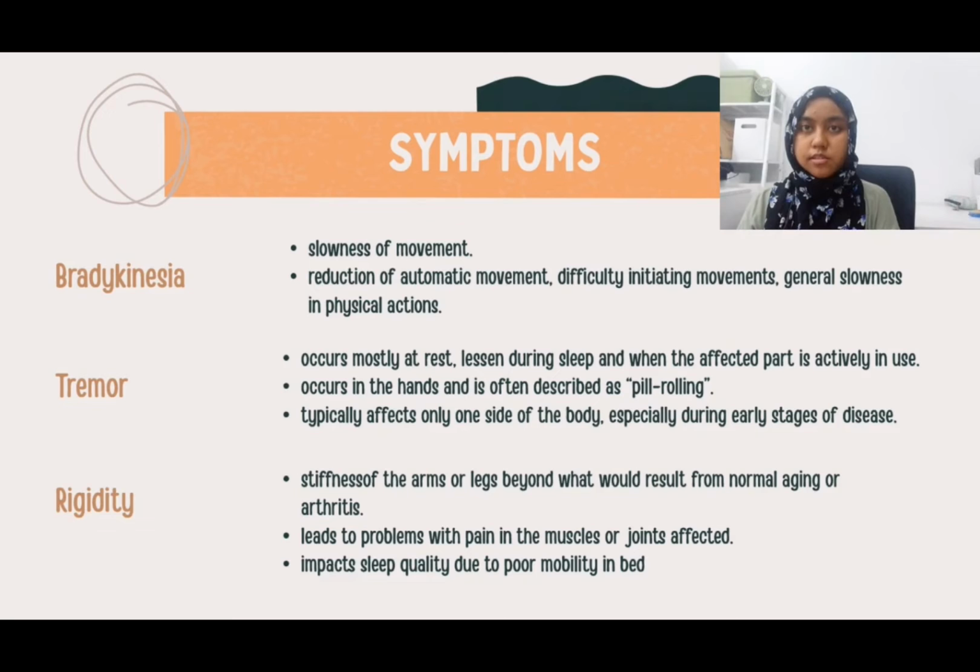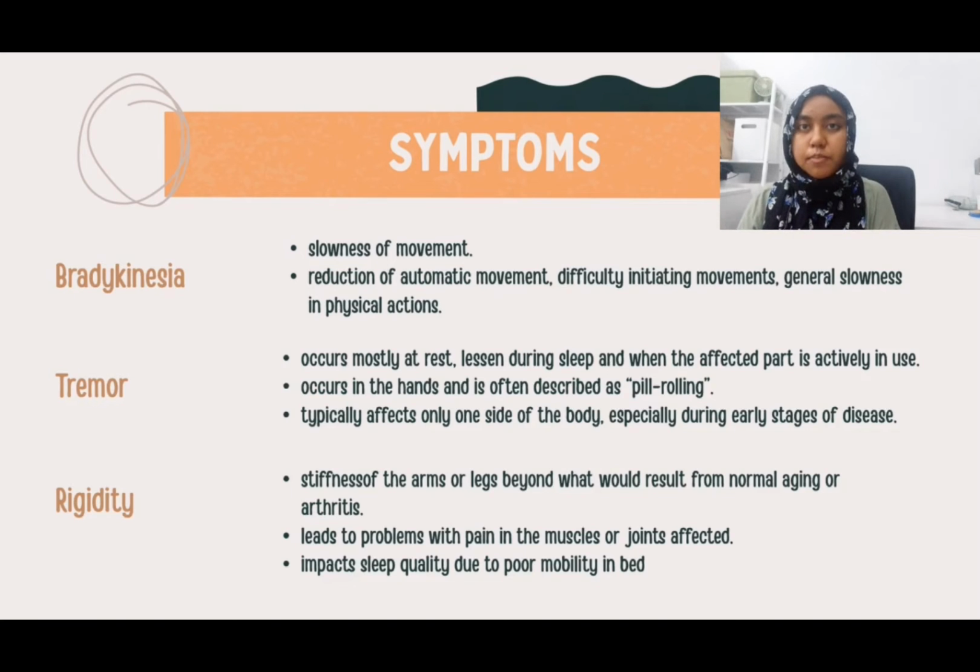Next, the usual Parkinson's tremor occurs mostly at rest and lessens during sleep and when the affected body part is actively in use. Tremor tends to occur in the hands and is often described as pill rolling. Imagine holding a pill between your thumb and forefinger and continuously rolling it around, but it can also appear in other parts of the body, including the lower lip, jaw, or leg. These tremors can interfere with routine activities such as shaving, dressing, writing, and many other tasks that require fine motor coordination. Tremor typically affects only one side of the body, especially during early stages of the disease. With disease progression, both sides may become affected.